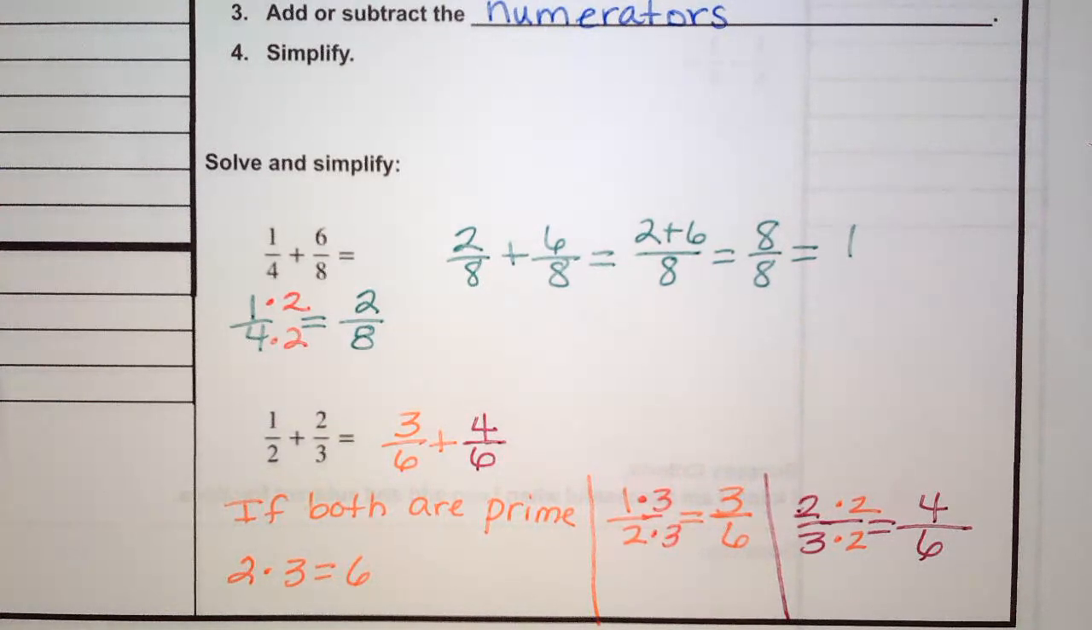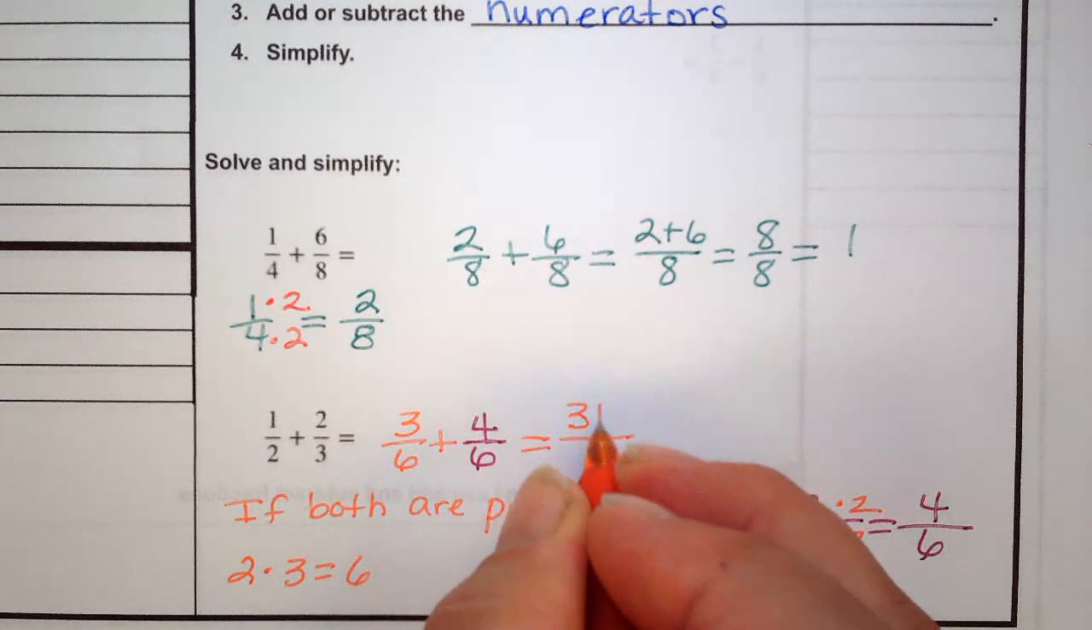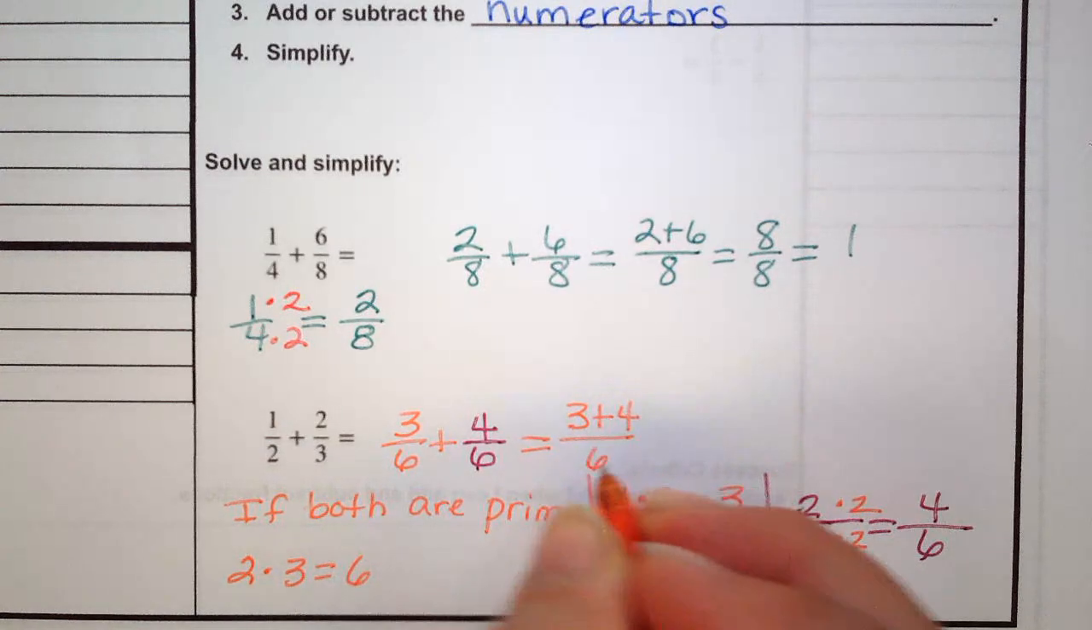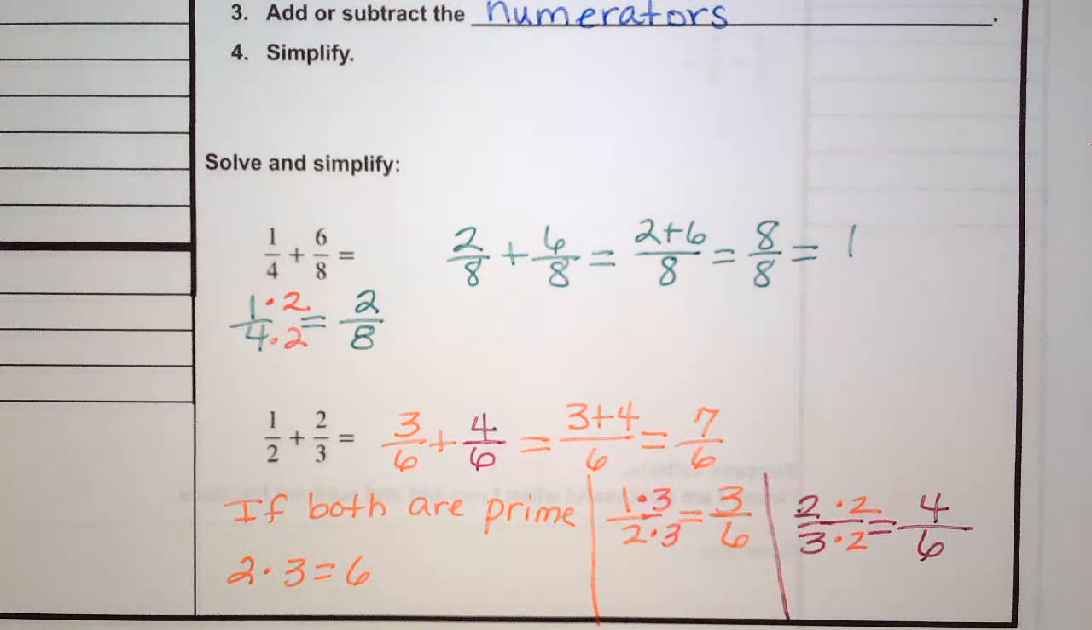Okay, take a minute. Make sure you understand the process. If they're both prime, your least common multiple will be found by multiplying the numbers together. So I've got 3 over 6 plus 4 over 6. 3 plus 4 over 6, which is 7 over 6. Can 7 over 6 be simplified? No.